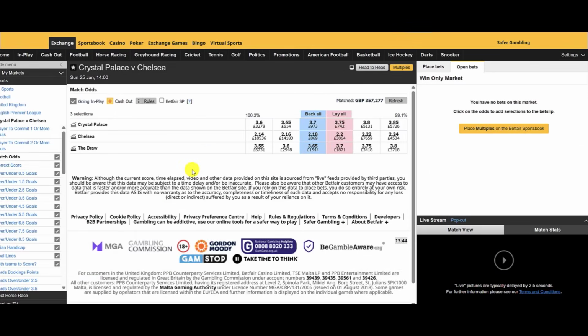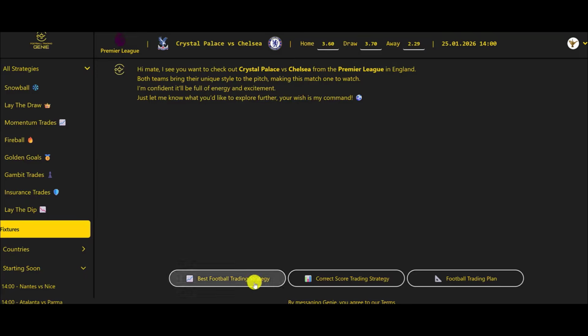We're going to trade this match with Crystal Palace against Chelsea from the English Premier League, and we're going to use AI to help us trade it. You can see here, this is how the market looks. But anyway, head over to the Football Trading Genie.